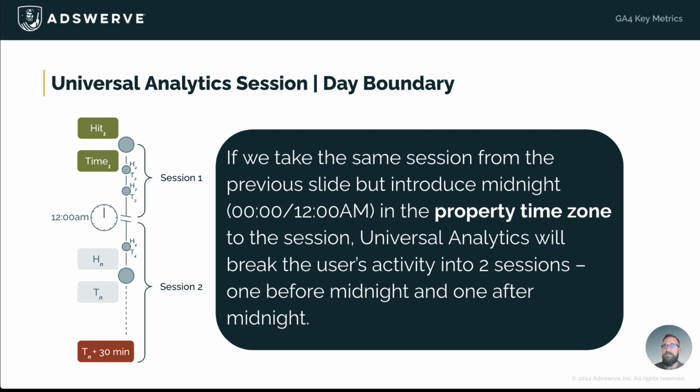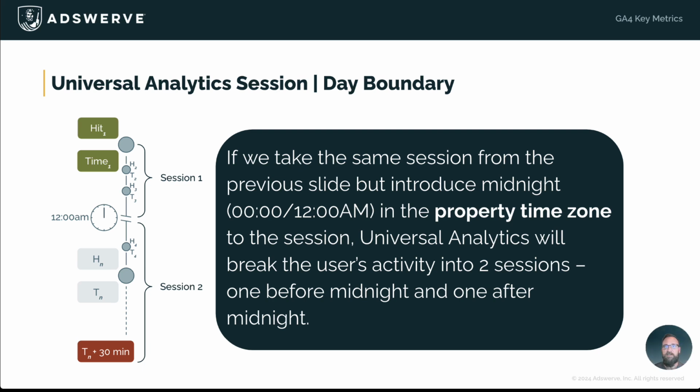So if their session continues past midnight Eastern, Universal Analytics would see that and break that original active session into 2. In the example that we have in the schematic here, we have 3 hits that happened before the day boundary, and those become session 1. And then we have 2 hits past midnight, and those become session 2.